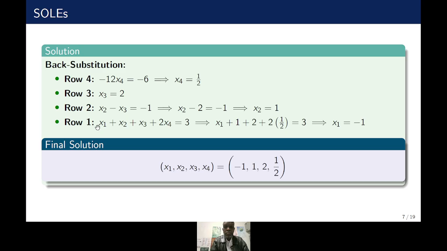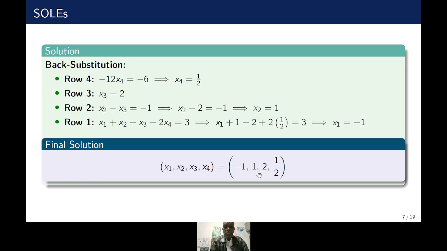The last one is just the equation that we had, which we did not change. We now know x2, x3, and x4. And then substituting into that will give you x1. So our solution is the 4 unknowns, x1, x2, x3 to x4. So this is your solution.